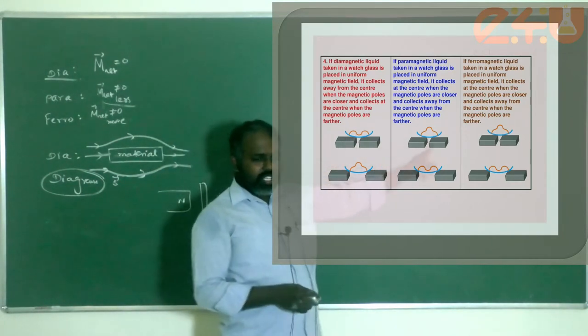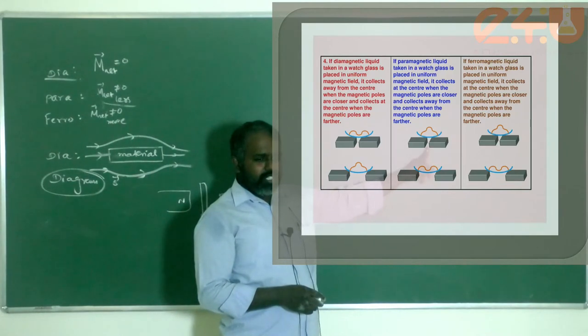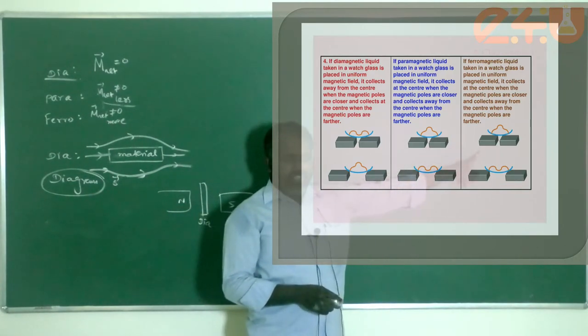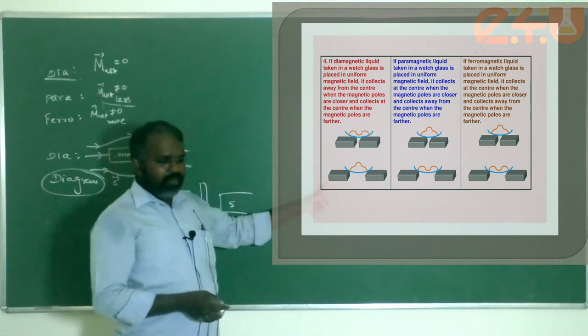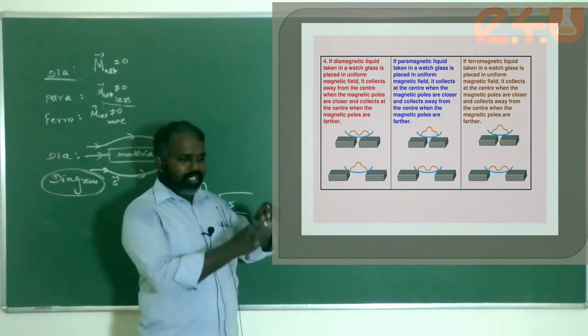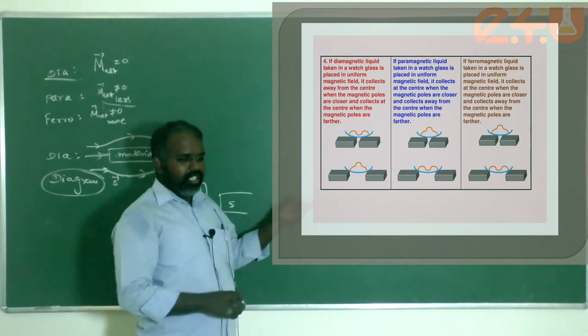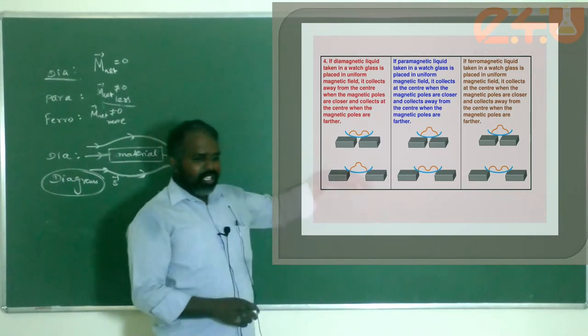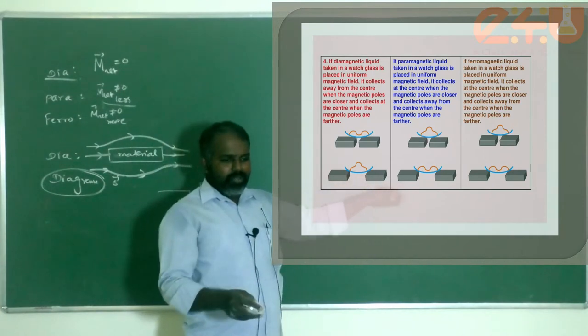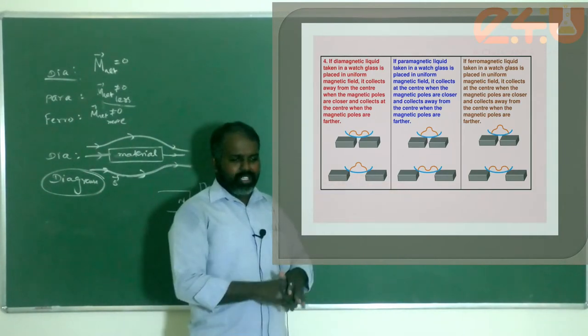You just see that here also the pole pieces are very close, and here also they are very close. That means the applied field will be very strong. But the second diagram shows what? When the pole pieces are separated, then the applied field value decreases. That means that liquid material will be moving away from that, okay.